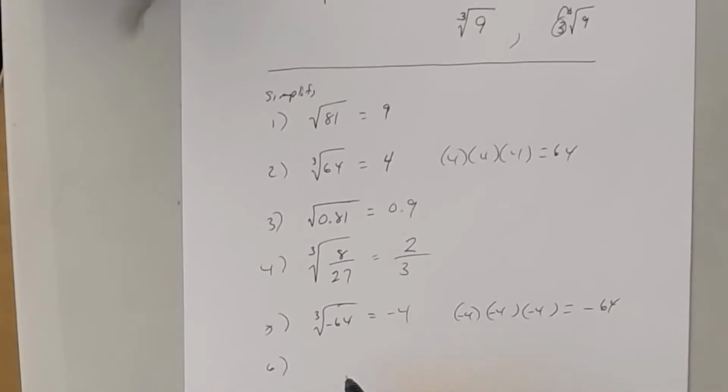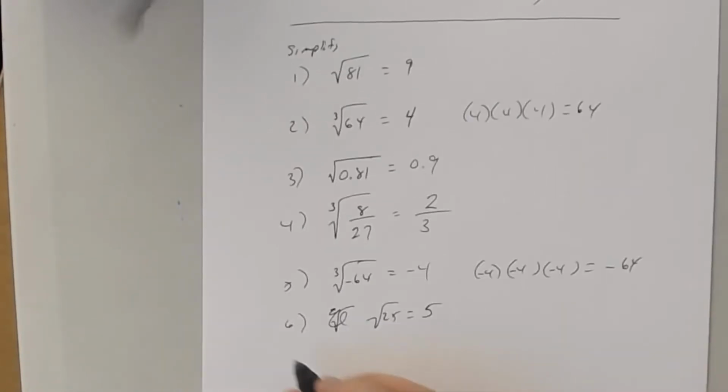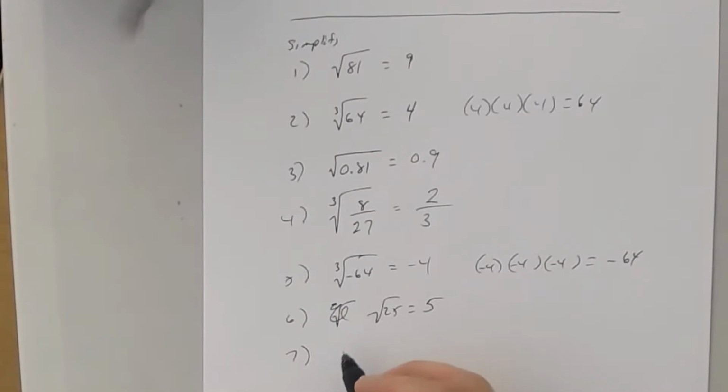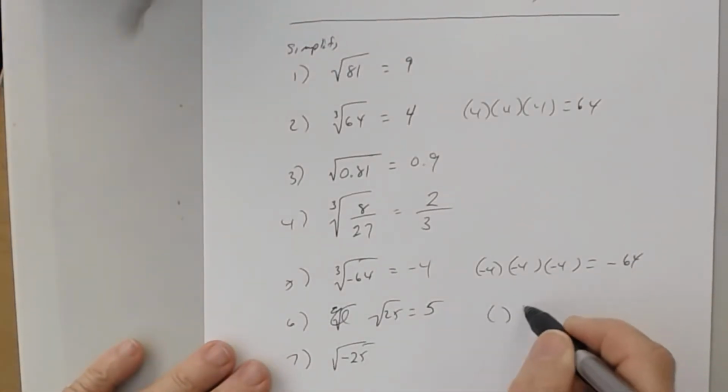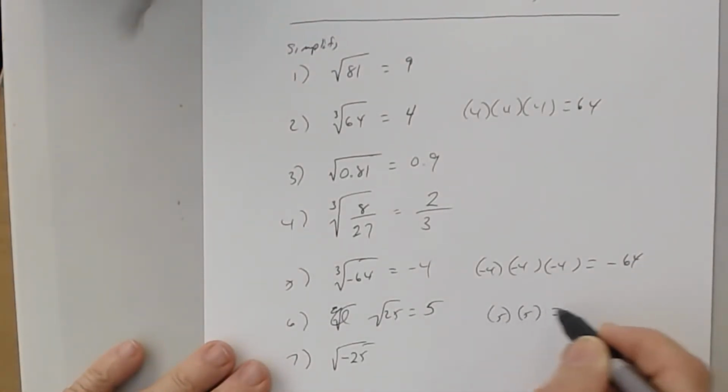Number 6. What's the square root of 20? Oops, sorry. What's the square root of 25? 5. Okay. Number 7. What's the square root of a negative 25? Okay. So the square root of 25 is 5, right? Because 5 times 5 is what? 25.